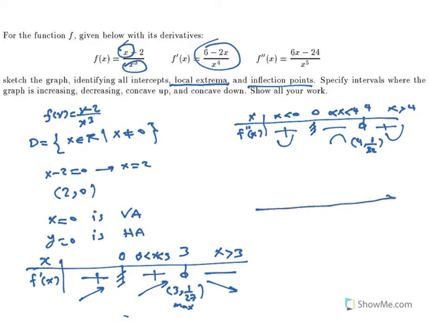Put all information together and sketch the graph of the function. Y equals 0 is the horizontal asymptote, and x equals 0 is the vertical asymptote. The points are (2, 0), (3, 1/27), and (4, 1/32).